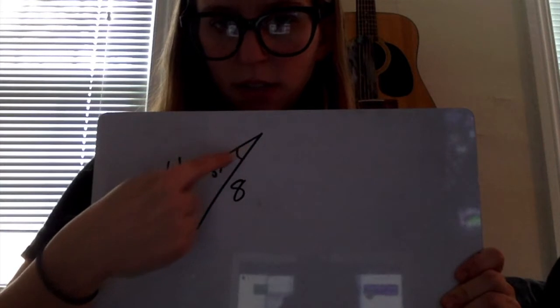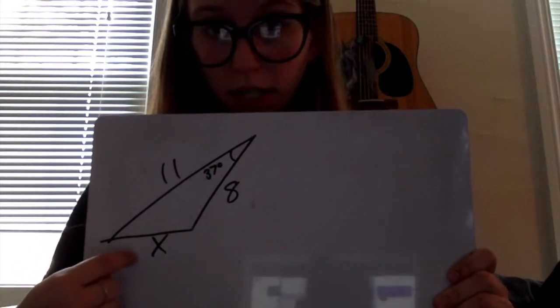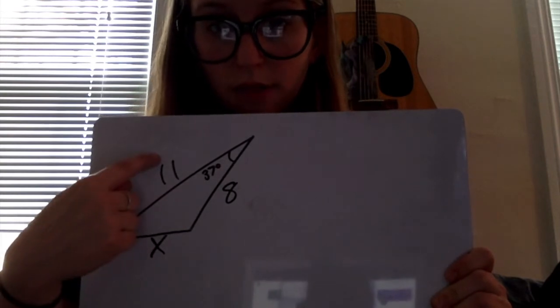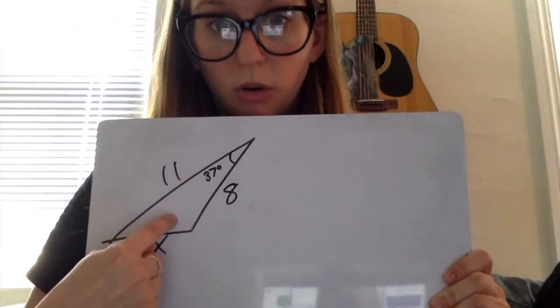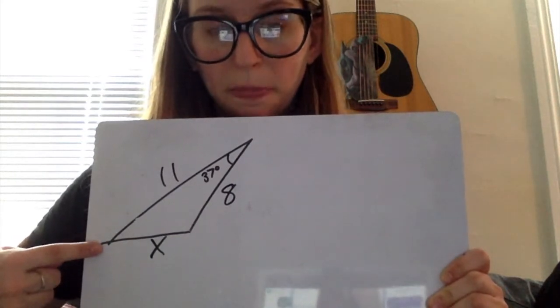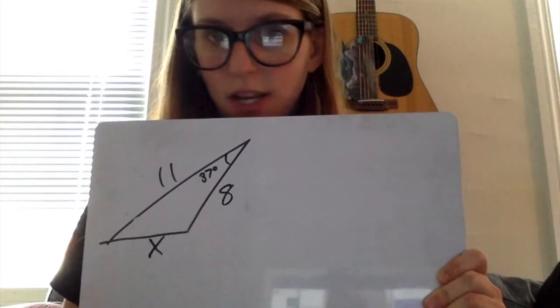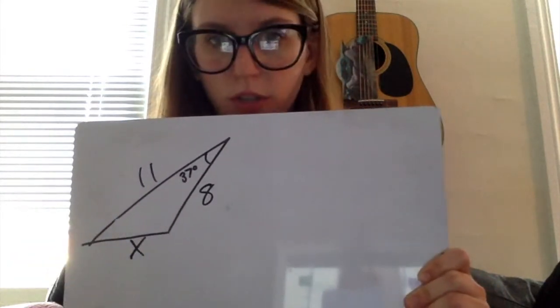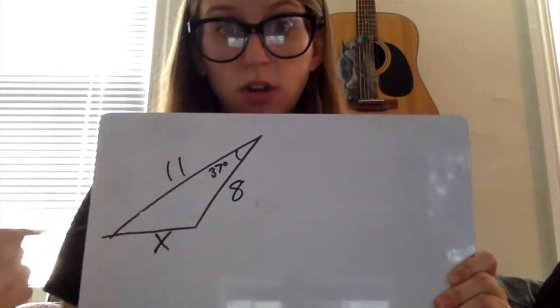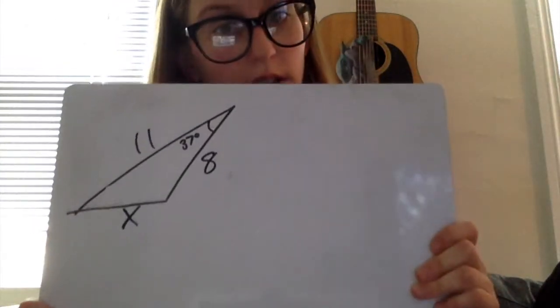So 37 is directly across from X, so I don't know what this side length is. 11 is across from an unknown angle, and 8 is across from an unknown angle. So because I have two unknown angles and an unknown side, it is impossible to figure out this side length or either of the two angles. And that's when our friend law of cosines comes into play.